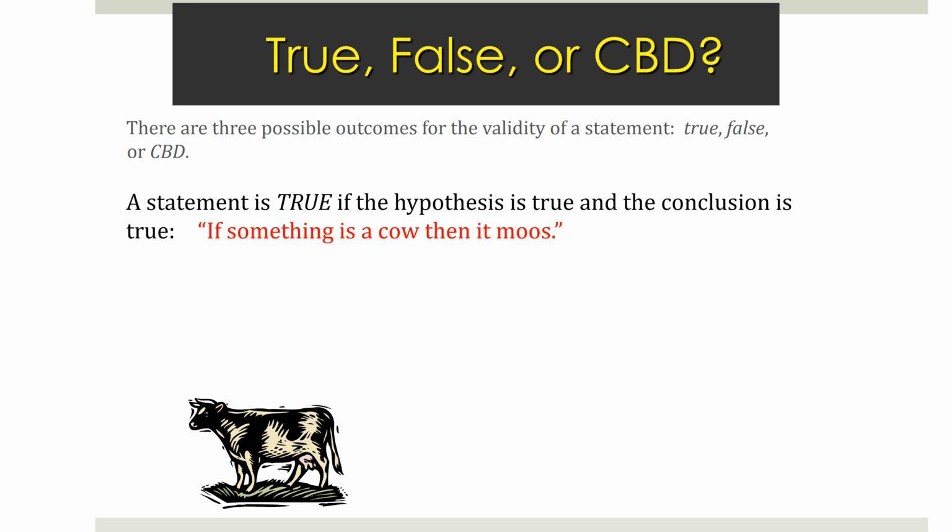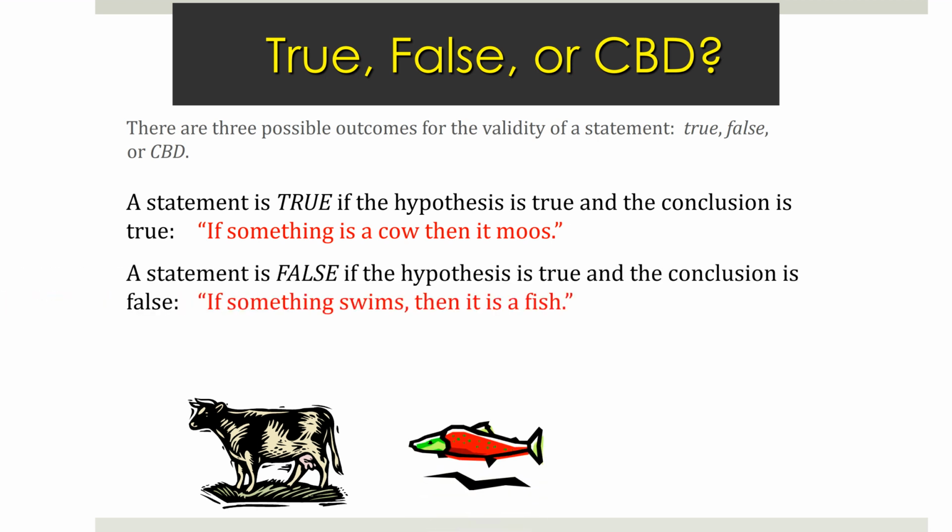In order for a statement to be false, you still have to have a true hypothesis. If something swims, then it is a fish. You need something that swims. That's not a fish. A whale. A person. A dog. A dog with no legs. Oh no, they would just sink.